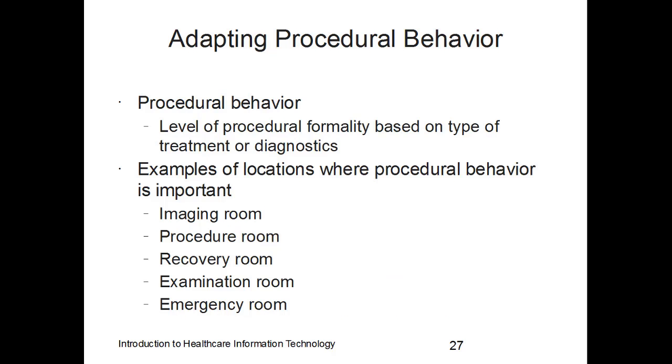Now we'll talk about adapting procedural behavior. The level of procedural formality is based on the type of treatment or diagnostics that a facility does. Some examples where procedural behavior is very important would be an imaging room, a procedure room, a recovery room, an examination room, and an emergency room. This is just a very short list, but for these five, you not only want but need formality to be very high and for steps to be taken very seriously.